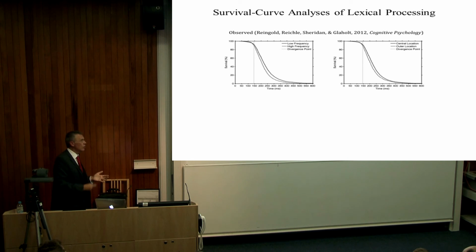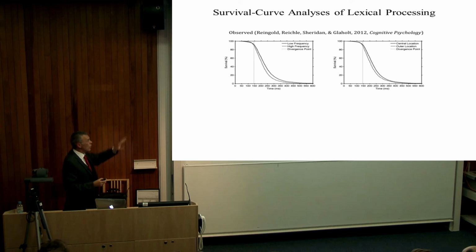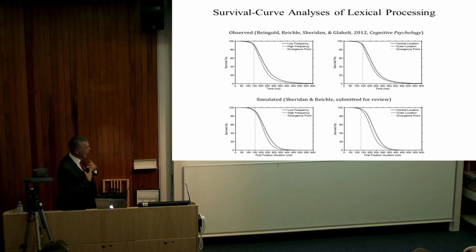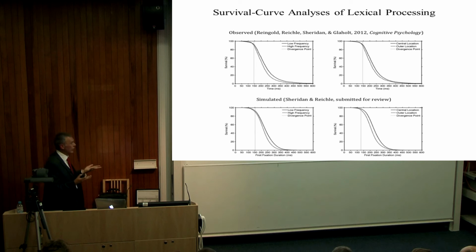So what Heather has done in her project is she's used the Easy Reader model to run simulations to basically see if the model predicted these types of patterns. And I was surprised, I know Heather was too, that the model in fact did do a really nice job. So if you generate artificial data with the model and run the same types of survival curve analyses, what you in fact see is that there are these divergence points for both word frequency and fixation location that occur at about 150 milliseconds post-fixation onset.